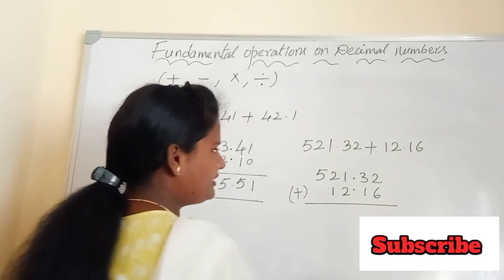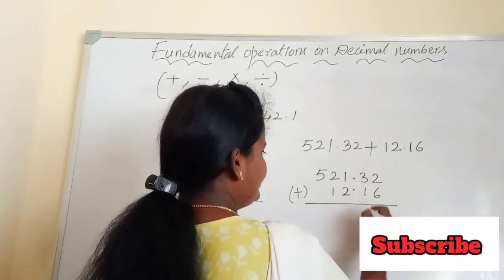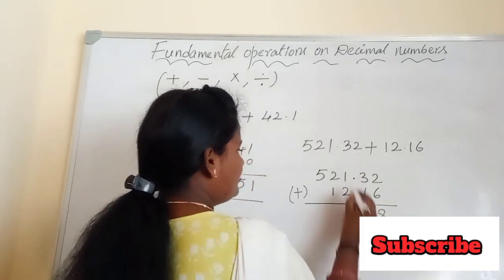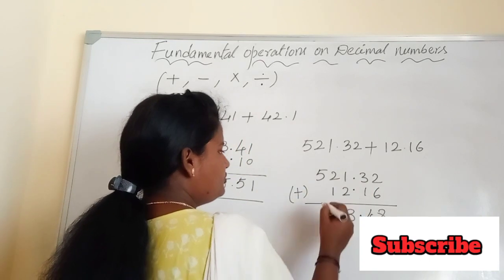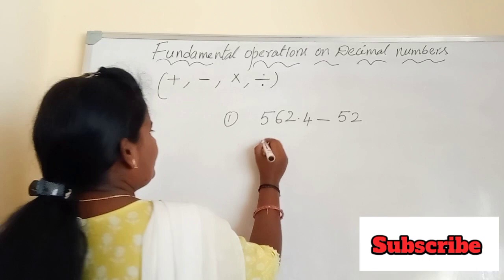How to add? Same like that only. 6 plus 6 is 12. 6 plus 2 is 8. 3 plus 1 is 4. Point is there, point. 1 plus 2 is 3. 2 plus 1 is 3. Next 5. It's very easy, right?